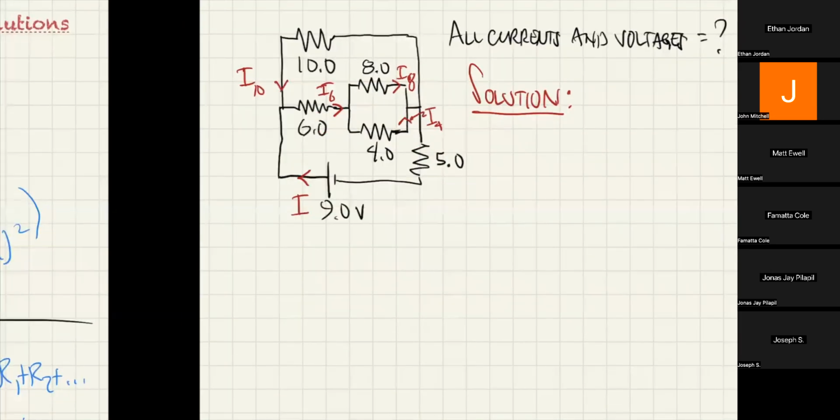I've basically labeled them according to the resistor's value that the currents go through. The main rule is that each wire by itself has a current going through it. So for instance, from this dot to this dot is two wires, one that goes through the 8 and one that goes through the 4. Therefore, I have 2 separate currents there.